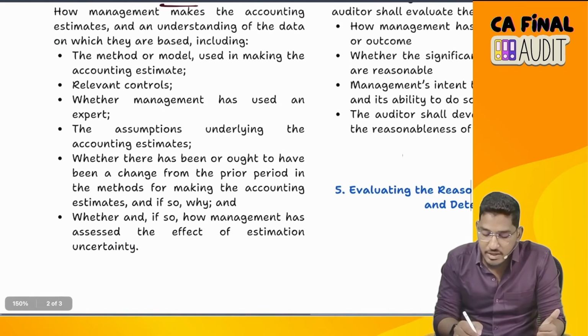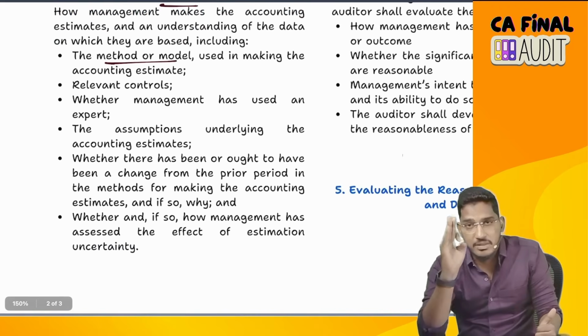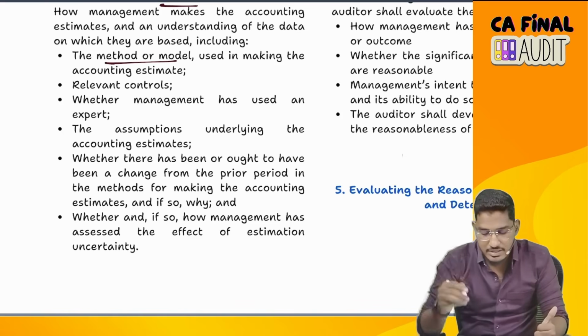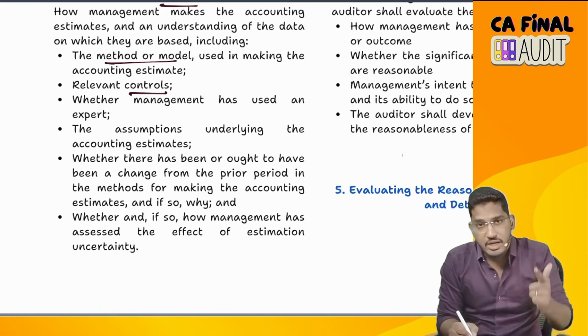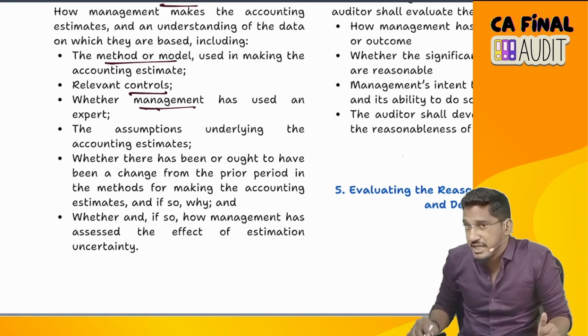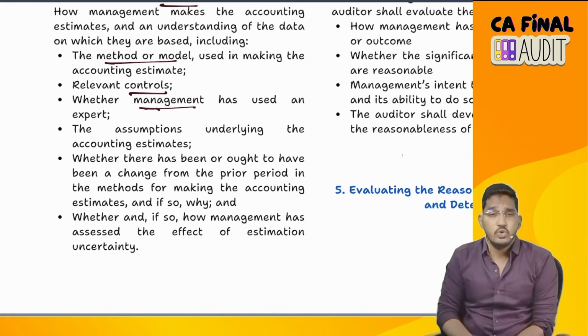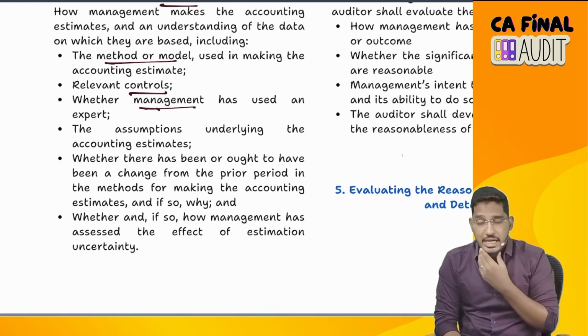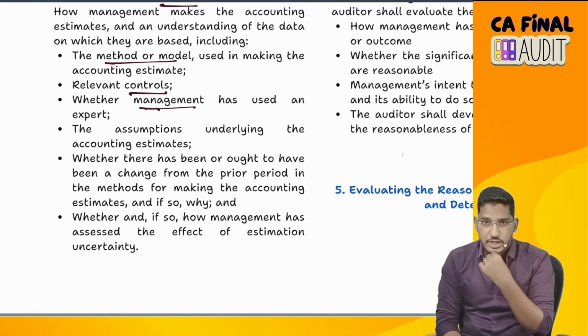So basically what I need to understand is what method or what model is used by the management in creating accounting estimates, and what kind of internal controls they have in the area of those accounting estimates, whether management has taken the help of an expert. Like when it comes to employee benefit accounting estimates like gratuity provision, leave encashment provision and all, there the management will generally take the help of an actuary.